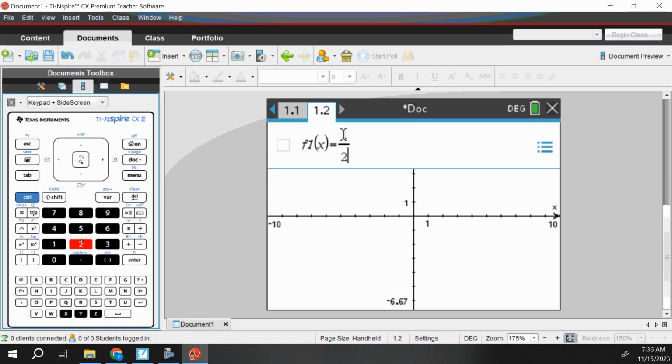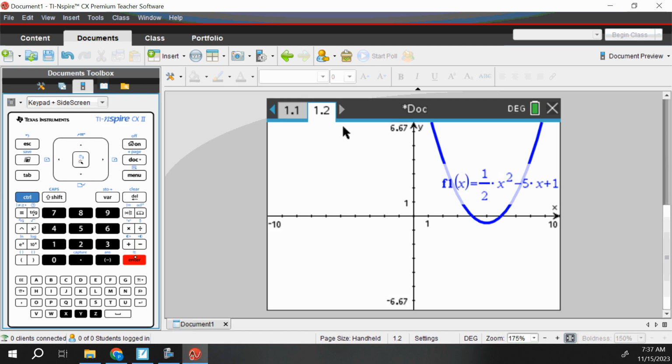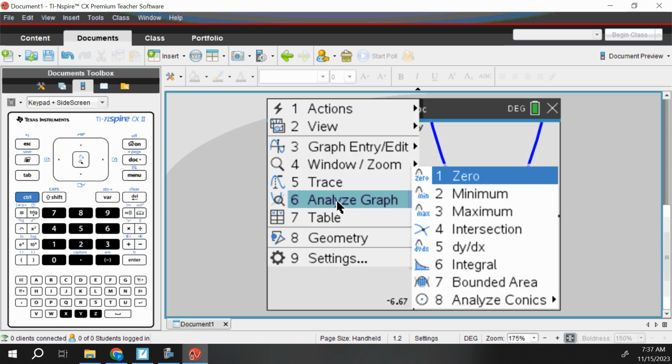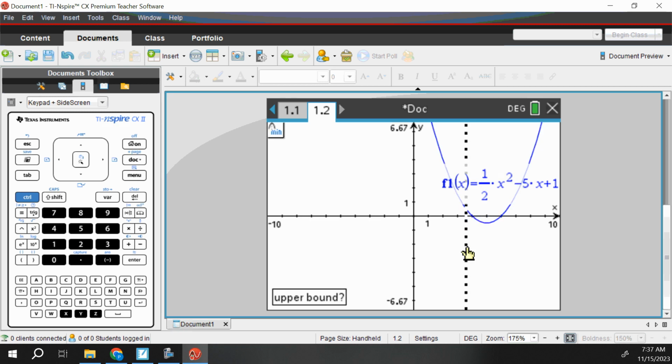So we'll have 1/2, and you can be putting this in on your calculator as well. 1/2 x squared minus 5x plus 12. So then we'll do menu, analyze graph. And in this case, we have a minimum. So we'll select to the left of our minimum, we'll select to the right of our minimum. And it tells us what that minimum is, which is our vertex, or in other words, our turning point. So we get 5 and -0.5.